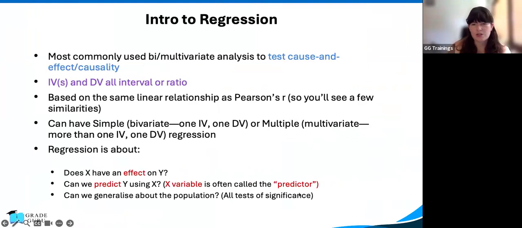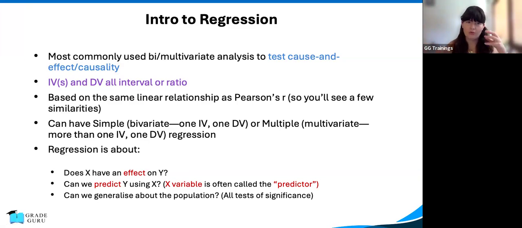Okay, so your introduction to regression. It is the most commonly used analysis to test a cause and effect dynamic between variables. Most of the time when you're doing original research, what you want to aim for is to be able to do a regression analysis, because then it allows you to say that X causes a change in Y. So all your variables for regression have to be interval ratio. And it is based on the same linear relationship as a Pearson's R.